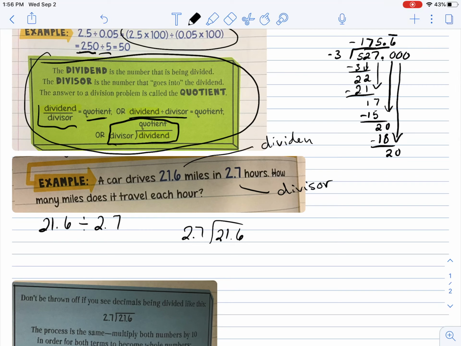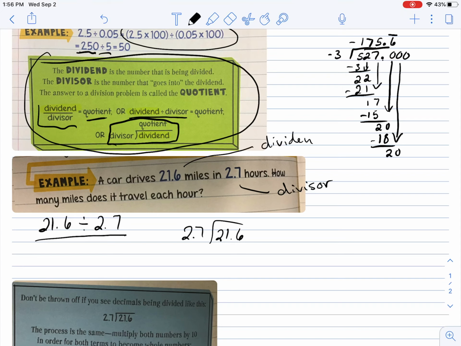Our next example: a car drives 21.6 miles in 2.7 hours. How many miles does it travel each hour? The 21.6 miles is our dividend. That's what we're dividing, and we're dividing it by our hours, which is 2.7. This is how you'd write it. Now to solve it, I'm going to put it in this form under the bracket. Once again, we have a decimal in our divisor, so we're going to move that decimal over, because when dividing, you want a whole number as your divisor.